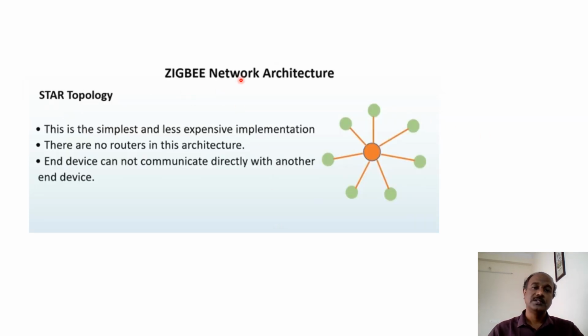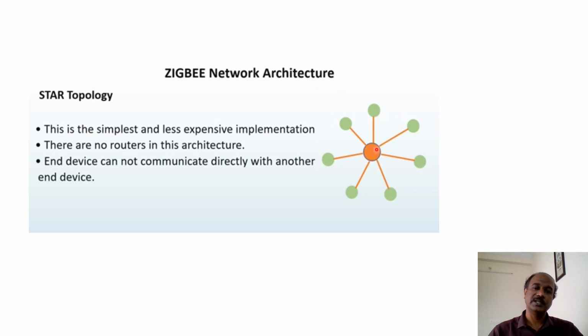Then this ZigBee network allows 3 types of connectivity. One is called star topology. The topology means how the different nodes or different devices are connected. So this is one type of connection that is possible in a ZigBee network architecture.